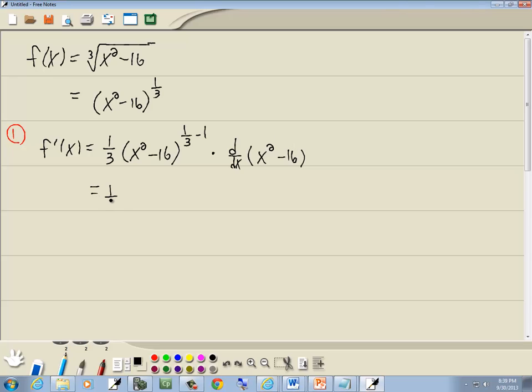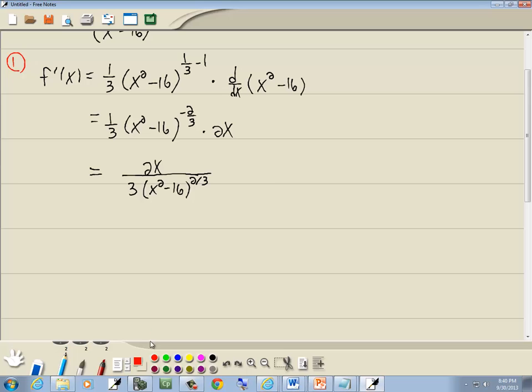So that gives us 1/3 times x squared minus 16 to the 1/3 minus 1, which gives us negative 2/3. The derivative of x squared minus 16 is 2x. Now we want to put this into a single fraction. So 2x I'll put up on top. 3 is already down in the denominator. And this x squared minus 16 to the negative 2/3 I want to take down below, and it becomes x squared minus 16 to the positive 2/3. Okay. That's our derivative.